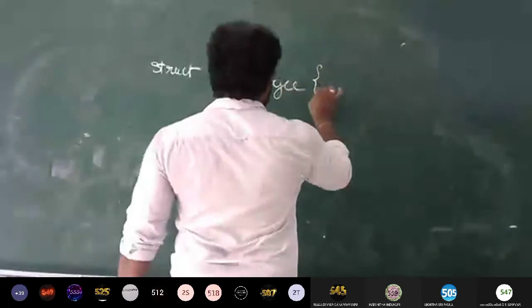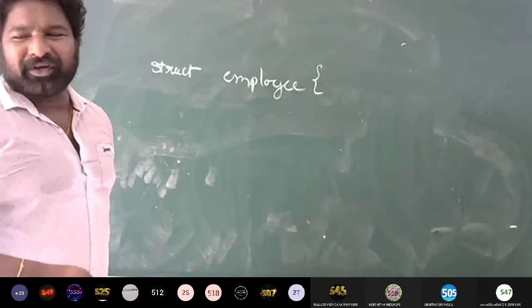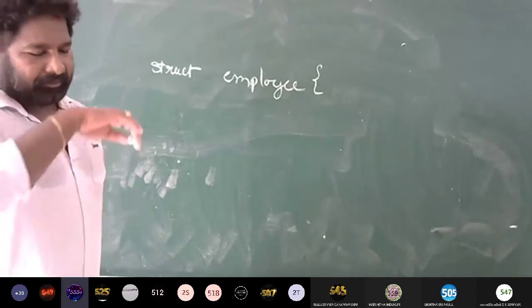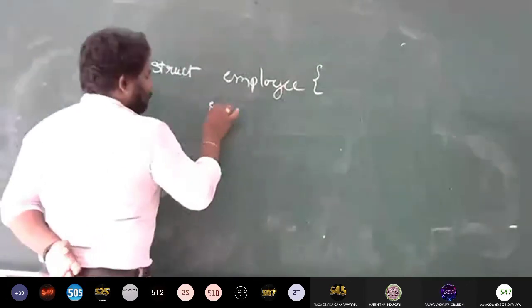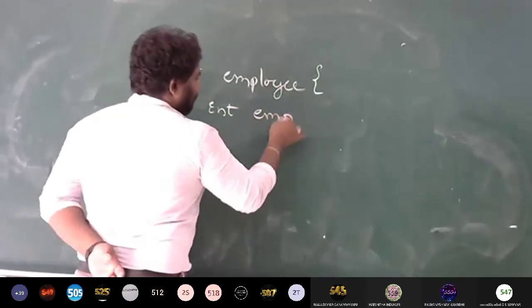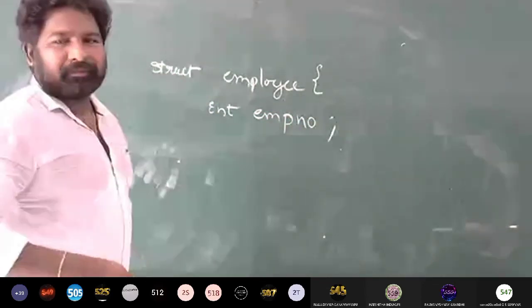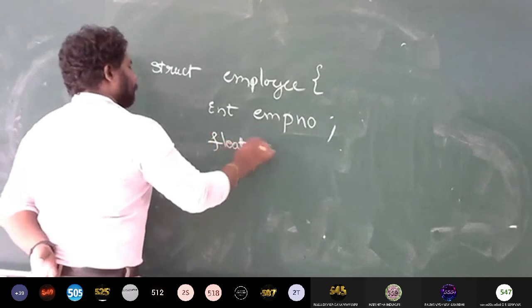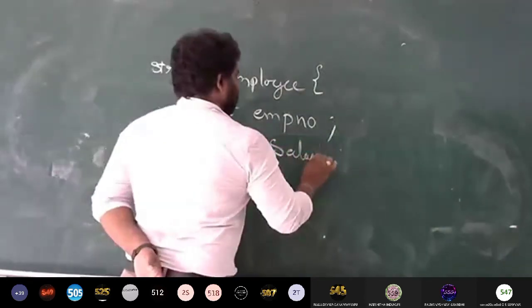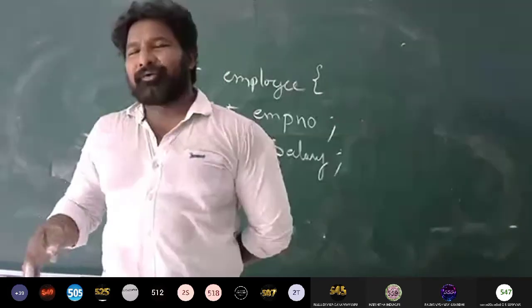Okay. First is employee ID. Employee number is nothing but ID. So that means it should be integer type. So EMP number anukunnam. Okay. Salary. So float salary, because salary will be in paisas or something, right? So we have declared it as a float type.